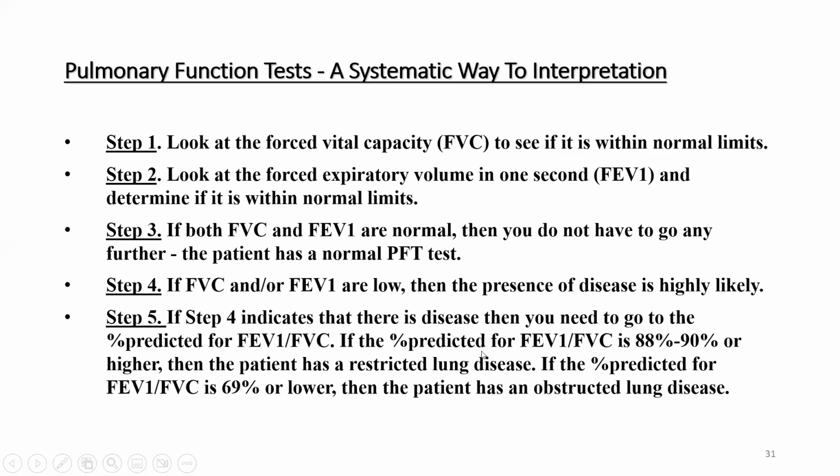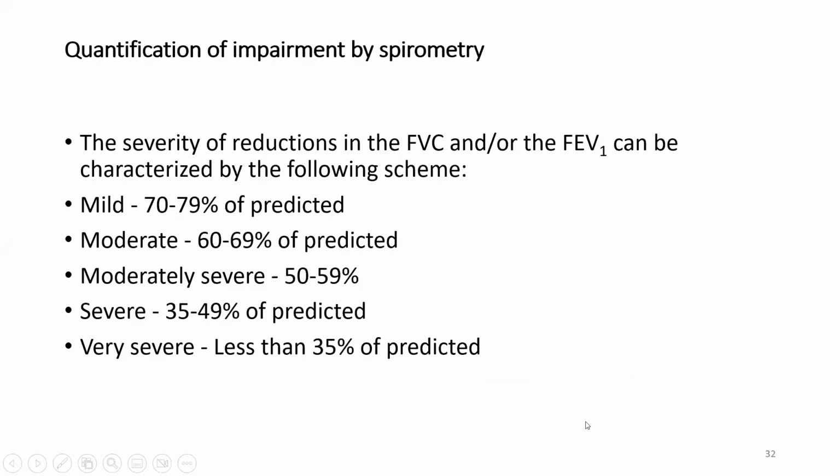If the percent predicted for the ratio is 88 to 90% or higher, then the patient has a restrictive lung defect. That is, if the ratio is normal, this is a restrictive pattern: both FEV1 and FVC are diminished, but the ratio is preserved or even increased. If the percent predicted for this ratio is 69% or lower, then the patient has obstructive lung disease. This is a quantitation of severity.